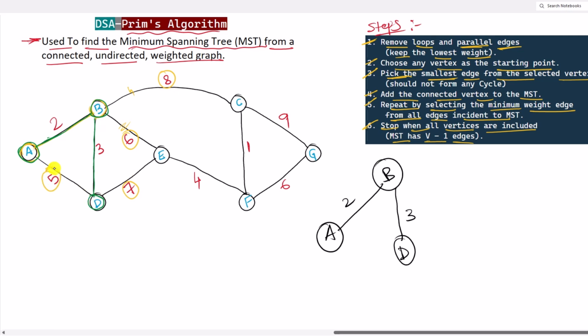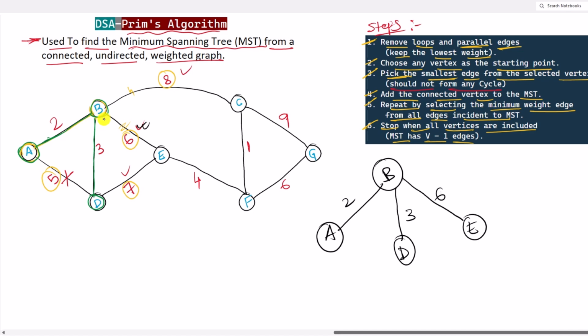Now here the problem is if we take this edge with the weight 5, then we're going to have a cycle. As we know, in our spanning tree we should not have any cycle. So we cannot take this edge in our spanning tree. That means we have to compare between 7, 6 and 8. So we're going to choose this edge with the weight 6.